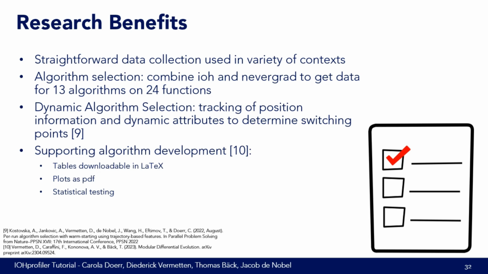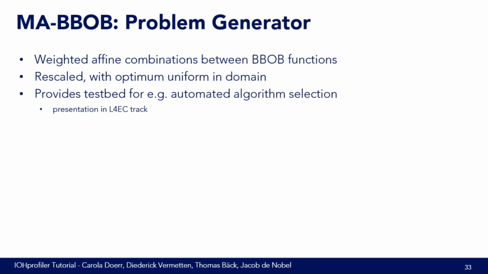I want to highlight a recent new set of benchmark problems that we've added in, which is the MA-BBOB problem generator, which is a way of creating weighted affine combinations of different BBOB functions with some rescaling and moving of the optimum, that can be used to create large test beds for things like automated algorithm selection.